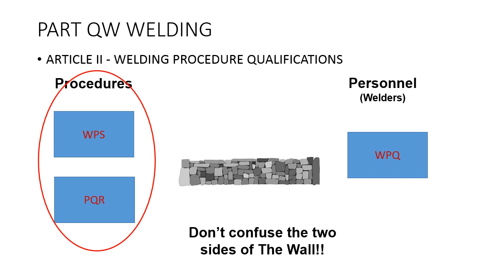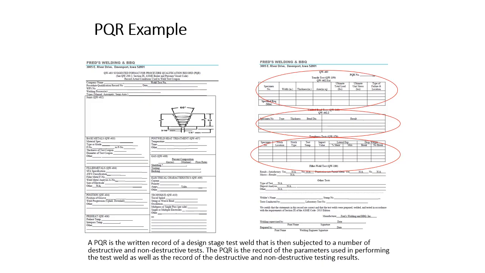We don't use Article 2 for qualification of welders. So here's an example of a PQR. A PQR is the written record of a design stage test weld that is then subjected to a number of destructive and non-destructive tests. The PQR is the record of the parameters used in performing the test weld, as well as the record of the destructive and non-destructive tests.